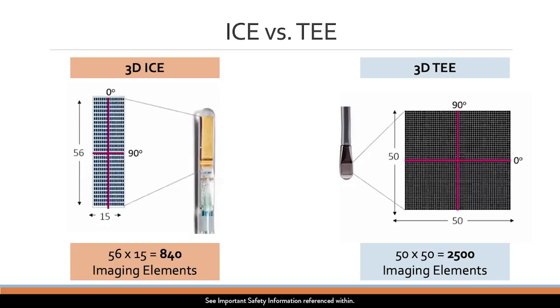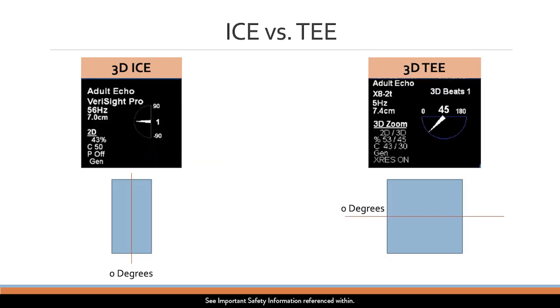And again, if you see this, this is the actual crystal, 56 by 15 elements. And how is that important? So essentially, look at the TEE. It's a 50 by 50 array of imaging elements, giving you 2,500 imaging elements. As opposed to 3D ICE, because of this 15 by 56, you have 840. But now, if you pay attention to, for instance, angle change, it's very different between 3D ICE and TEE.